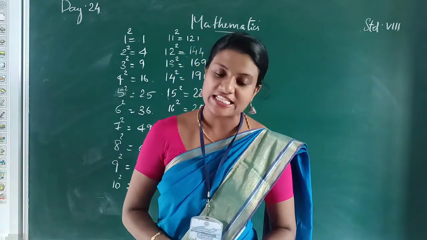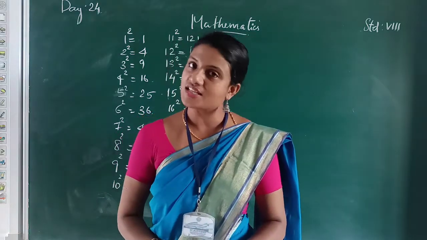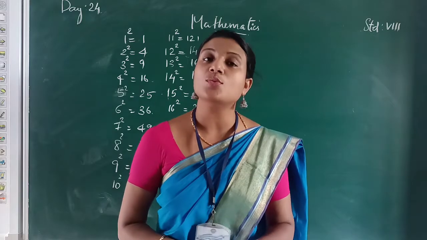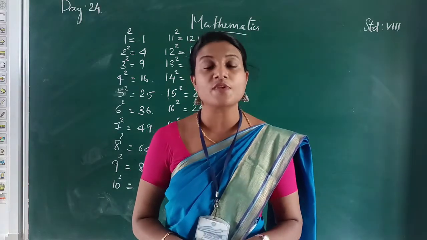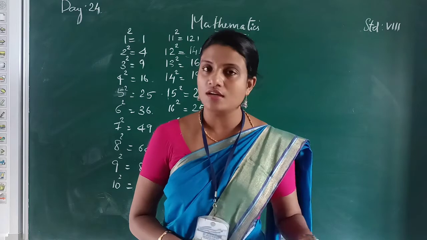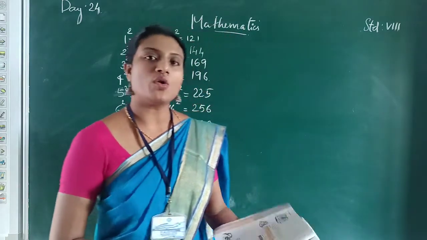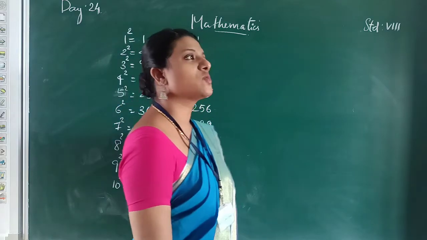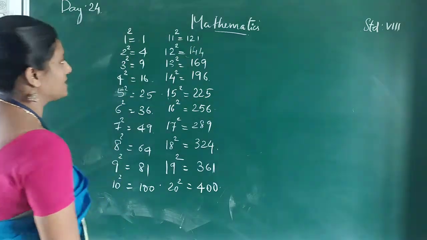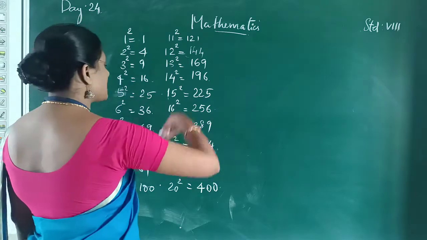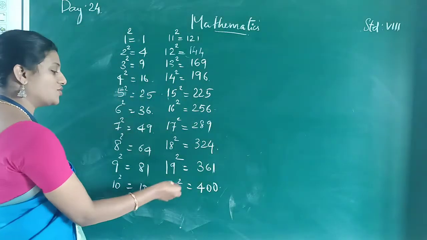Last class we were discussing the chapter squares and square roots, and you learned how to take the squares of numbers from 1 to 20. Learn the squares from 1 to 20. Next, today we are going to learn properties of square numbers. So listen, here these are the squares of numbers 1 to 20.